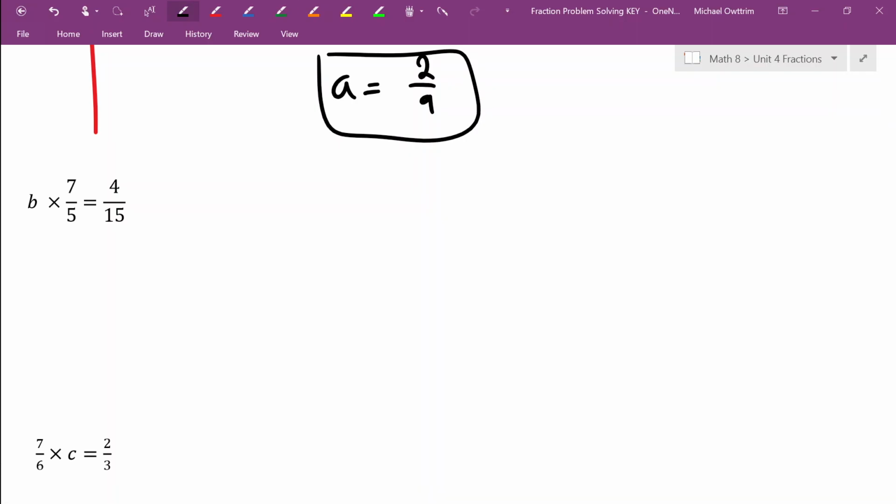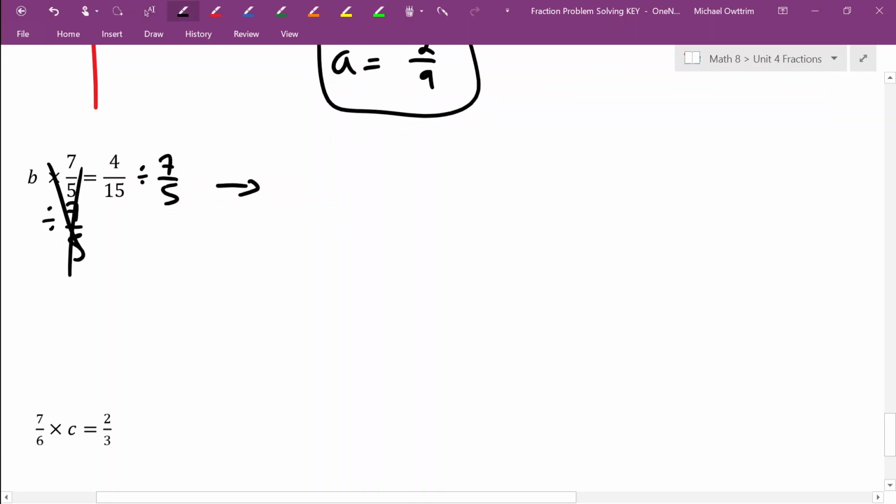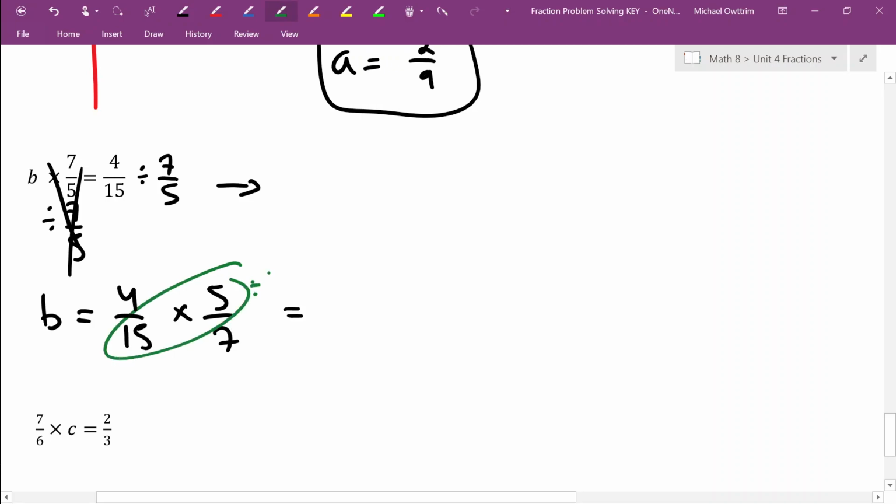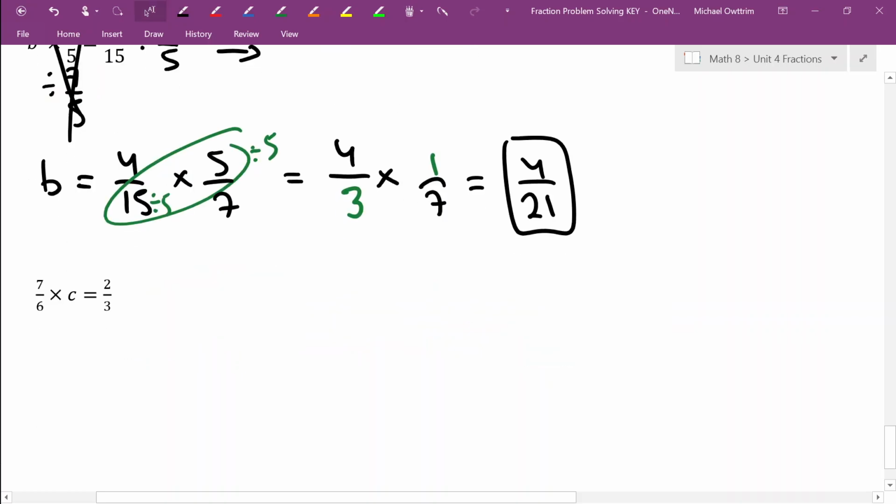Again, the opposite of multiplying is dividing, so we'll divide both sides by 7/5 here. When we divide, our 7/5 on the left side of the equal sign cancels out. On the right side, we're going to flip and multiply. So 5/7. I'm going to go ahead and do some simplification here. Both 15 and 5 can divide by 5. And that'll give me 4/3 times 1/7. A little bit easier calculation to do. 4/21 is my answer for B.